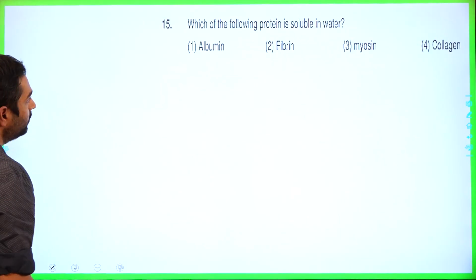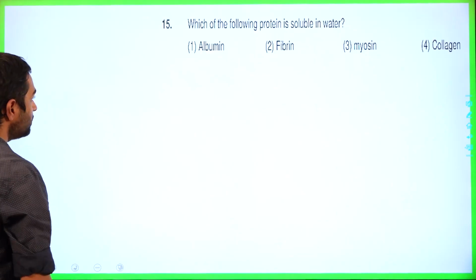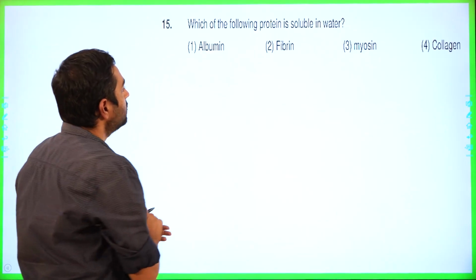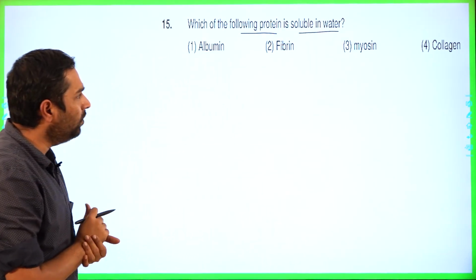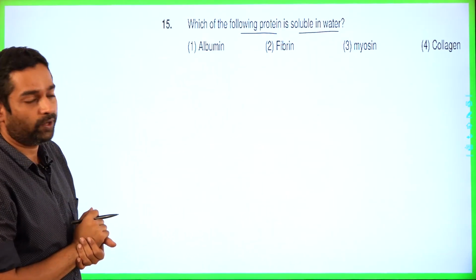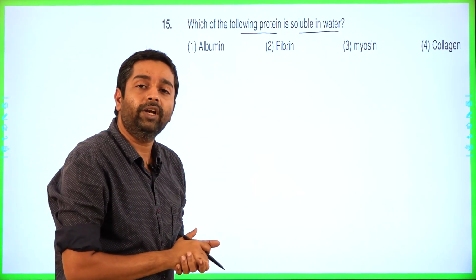Let's get to the next one. Okay, it looks like there was an error in the 14th question which they had. Let's get to this one. Which of the following proteins is soluble in water? Now, this is a bit more of an interesting question, simply because the other options are quite weird.